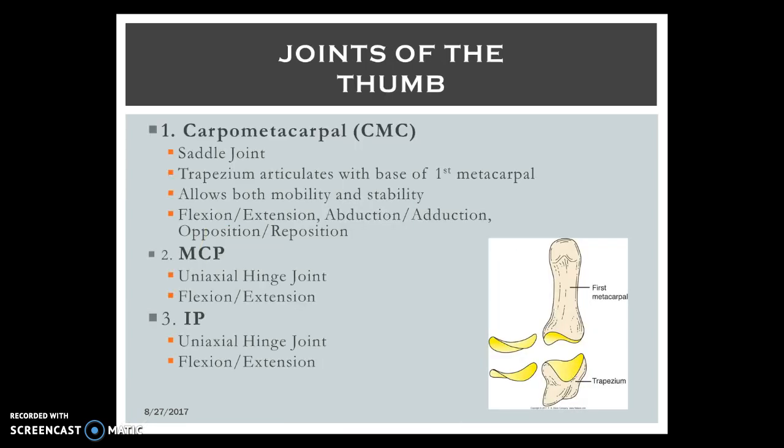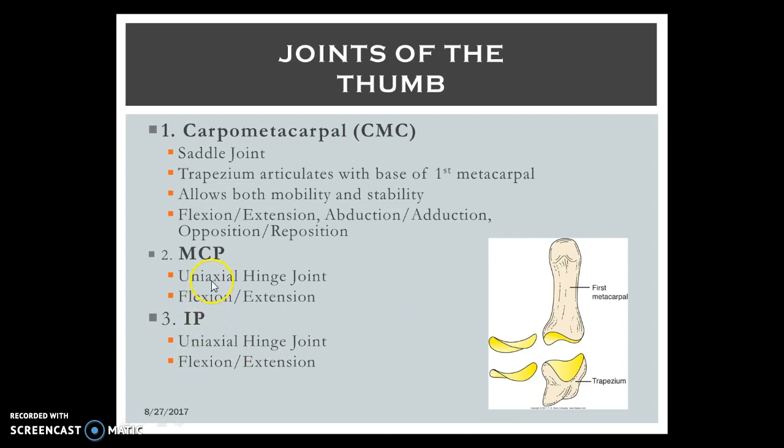Okay, so joints of the thumb, you have the carpometacarpal or your CMC joint, which is a saddle joint. That's where your trapezium articulates with the base of your first metacarpal. This does allow both mobility and stability. It's a very congruent joint, but because it moves in different directions, it does allow that mobility. So this is your Pringles potato chip. It's concave this direction, but convex this direction. So at that first CMC, you have flexion, extension, abduction and adduction, and opposition and reposition. We'll go through those thumb motions a little bit more when we're in class.